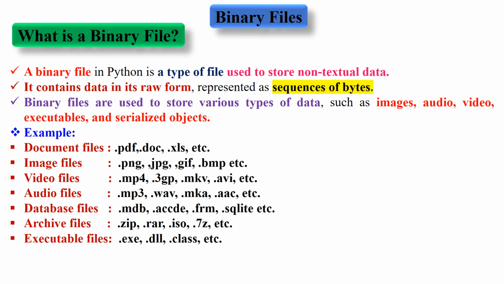Third point. Binary files are used to store various types of data, such as images, audio, video, executables, and serialized objects. Most of the files that we see in our computer system are called binary files. For example, document files, image files, video files, audio files, database files, archive files, executable files.